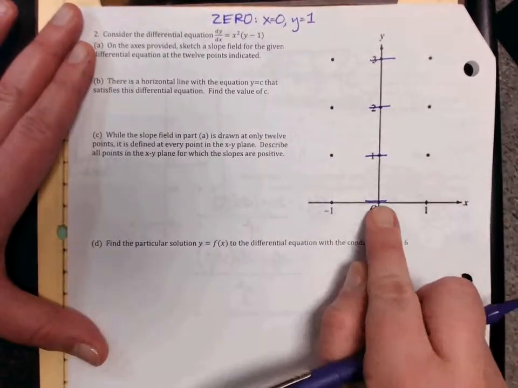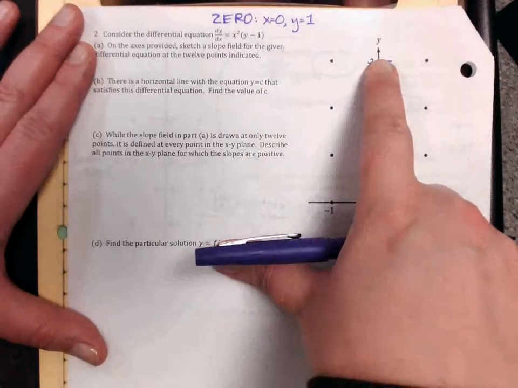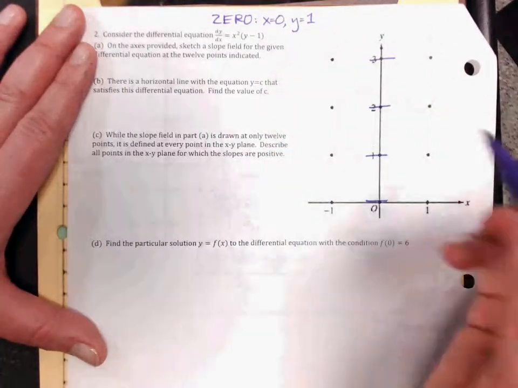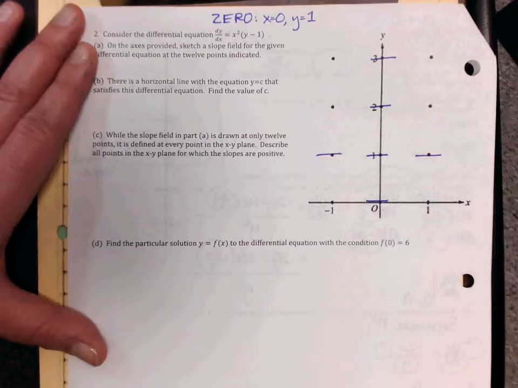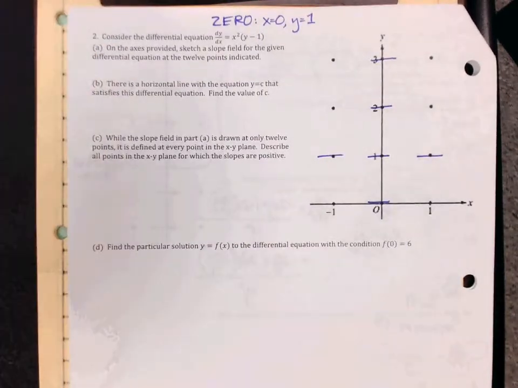That's (0, 0), (0, 1), (0, 2), (0, 3). You should also have flat spots when y is 1. That's here and here. Now, this is much more comparable to what you'll see on the AP test. So then with the remaining points, you just plug them in and find your slope.